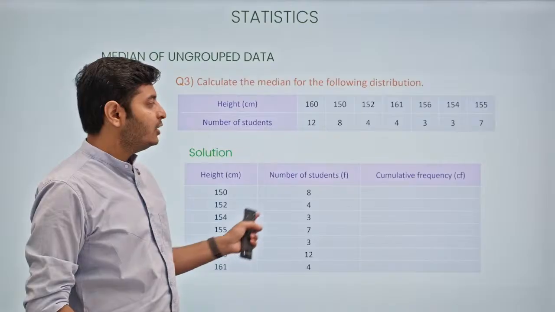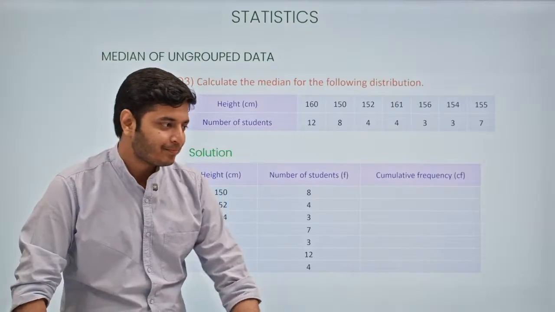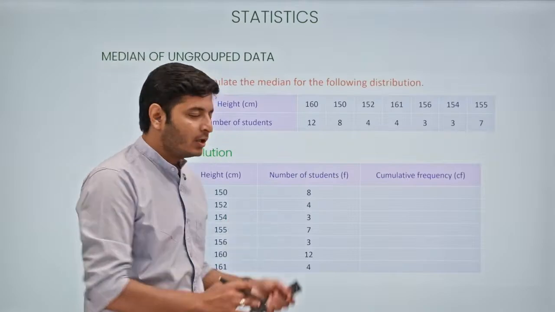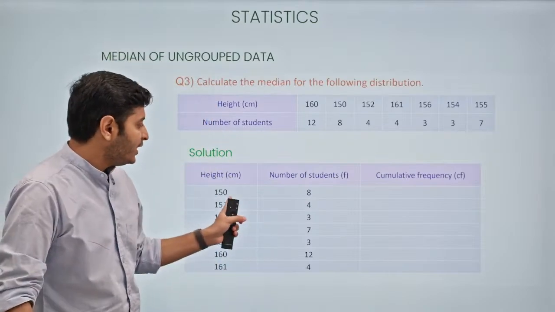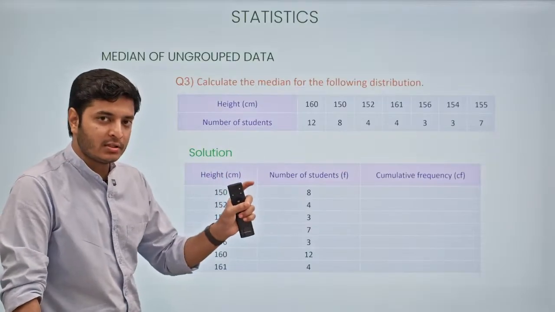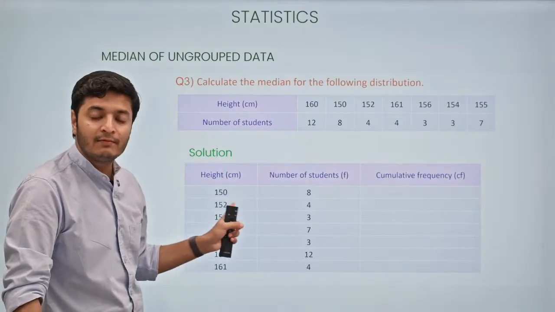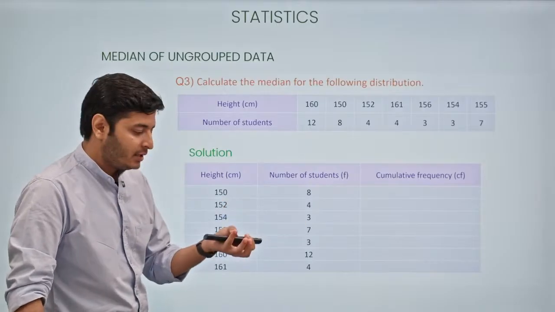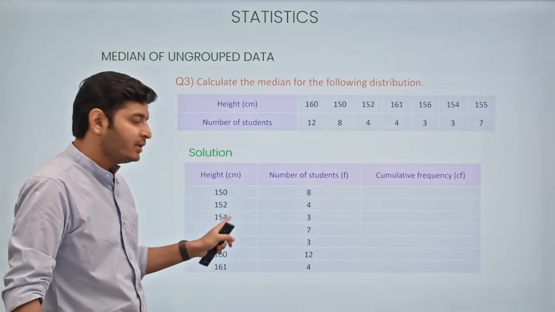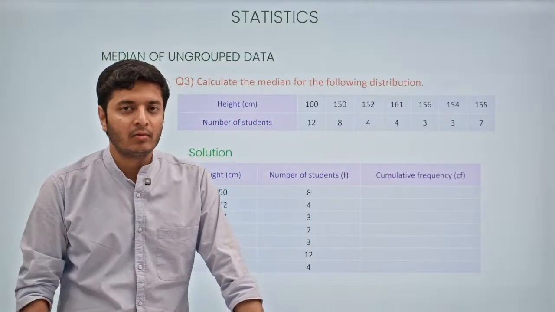Now we are gonna find the cumulative frequency of this data set. What is cumulative frequency? Suppose I am having this data set, so what does this data set mean? That the first 8 observations are 150 only. Then from the 9th observation, I am starting with 152. So the 9th, 10th, 11th and 12th, these 4 observations are 152. Then from the 13th, it is 154.